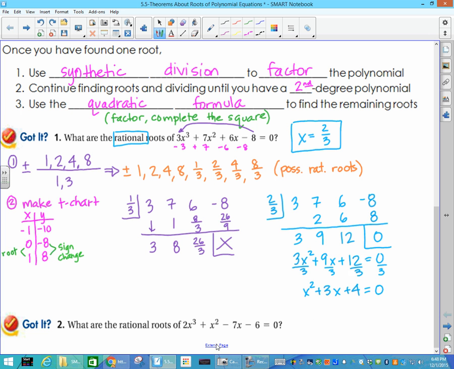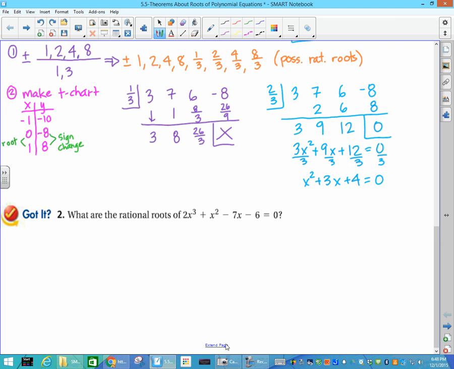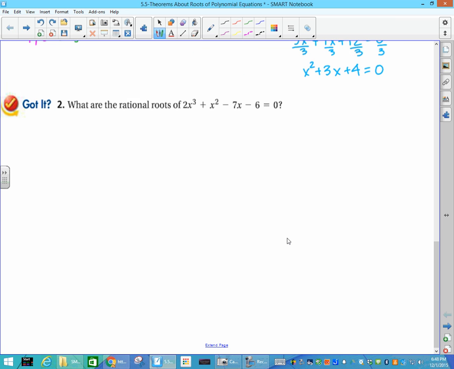All right, look at the next one. Oh, I need a little more room. What are the rational roots of 2x cubed plus x squared minus 7x minus 6? So what am I going to do first? I'm going to do my p over q to find the possible rational roots. So that's plus or minus the factors of 6, 1, 2, 3, and 6, over the factors of 2. And then I have to give the combinations. Of course, we always start with the top. Those are our integers. And then I have 1 over 2.